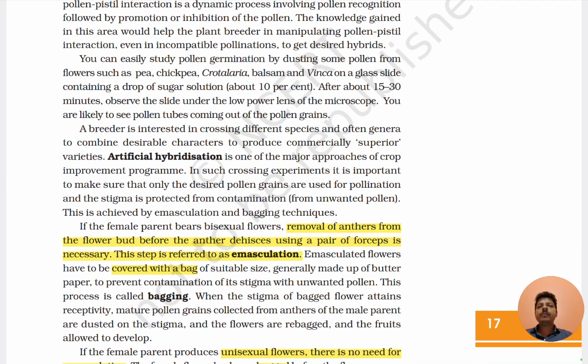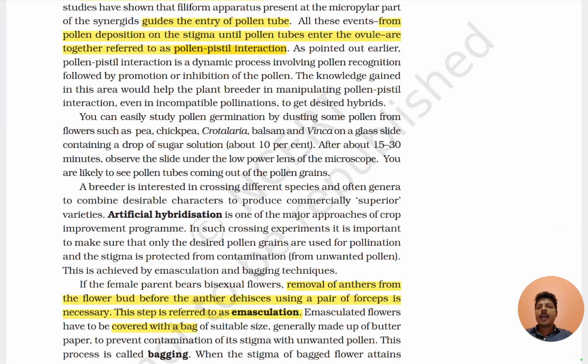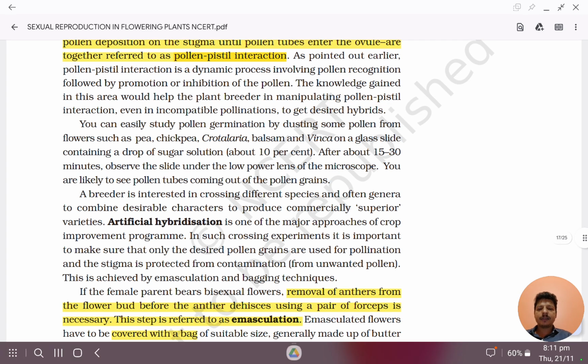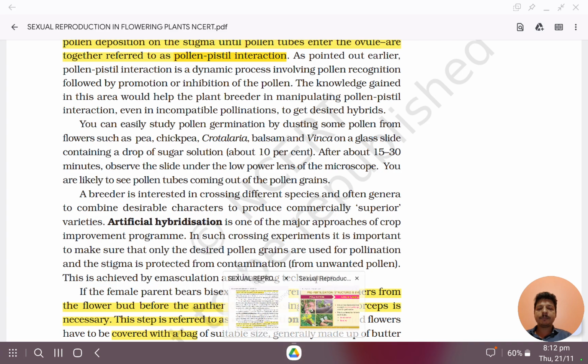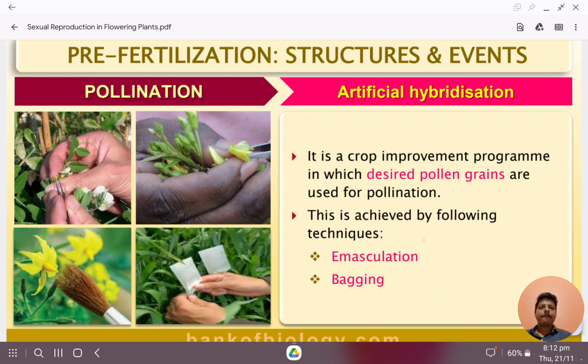Here it is also said a breeder is interested in crossing different species and often genera to combine desirable characters. That is also called a hybrid, so that a superior variety occurs. That is called artificial hybridization. Let's see the artificial hybridization from the PDF. What it says here.